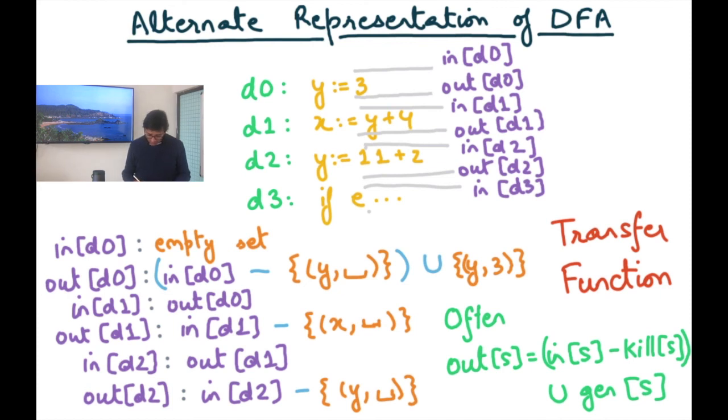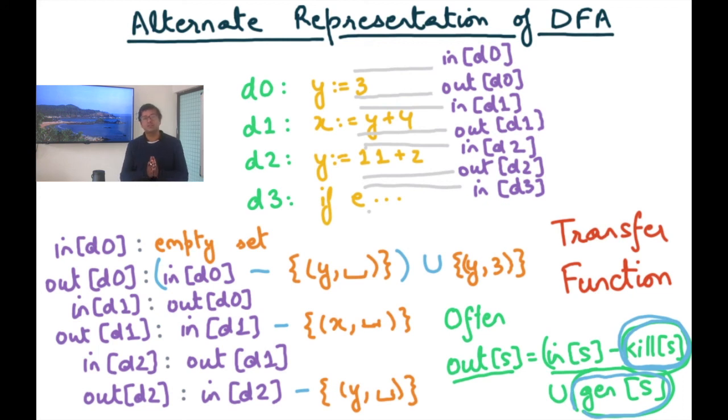And often we find that out S can be represented as in S minus some set union some set, right? And this is what we've been discussing in the context of constant propagation. So this set, which is subtracted, is a function only of the statement S and not of in S, right? It's independent of what is the value that's incoming. Whatever the incoming value is, depending on the properties of the statement, whether it's an assignment or a branch or whatever, and what it is assigning to, we're going to have a kill set, which is the set of things that will be removed from in S, and a gen set, which is the set of things that will be unioned or added to the set.